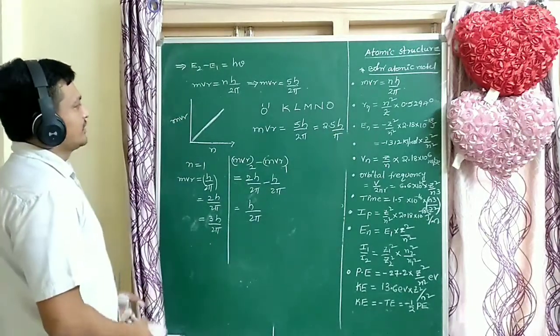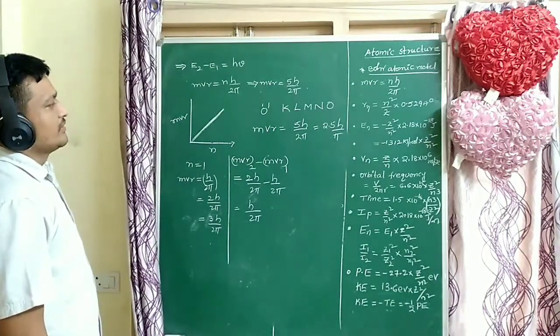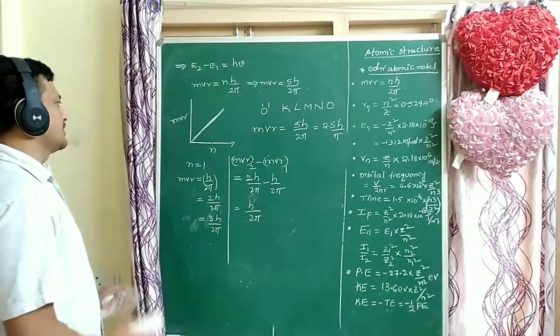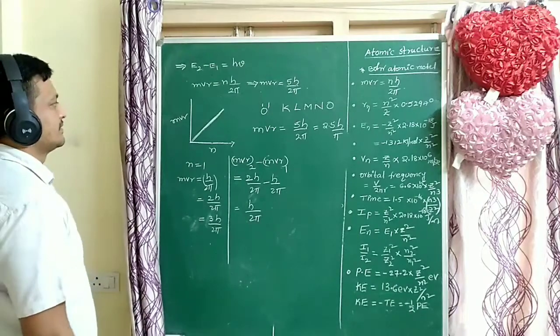So these are very important. mvr equals nh by 2 pi. What is the relation between mvr and n? As the n value increases, the mvr value increases.